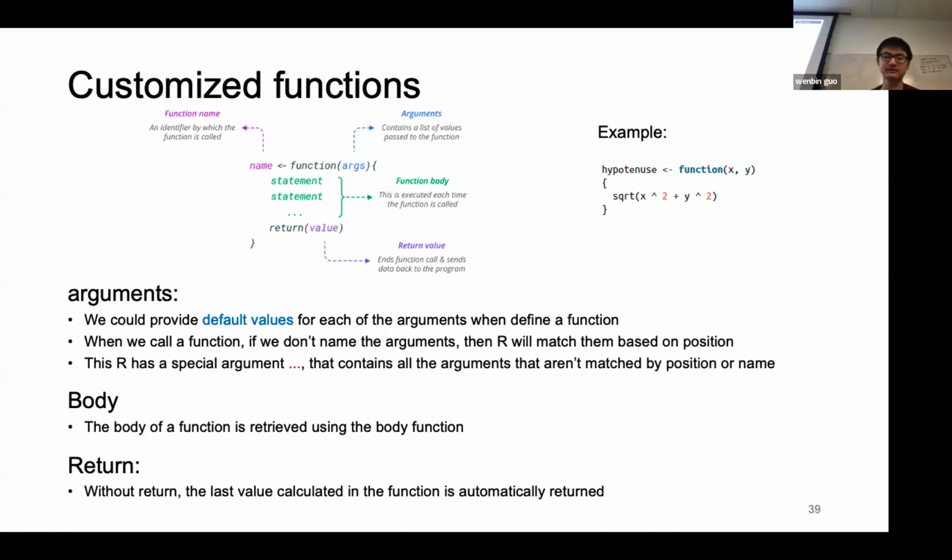If you want to see the body of the function, there is actually a function called body. You put the function name as the argument in body, and then you will see the content, what code is within there. And as I said, without the return, the last value calculated in the function will be automatically returned. So even though you don't include a return here, it will still give you the results, the square root of x squared plus y squared.